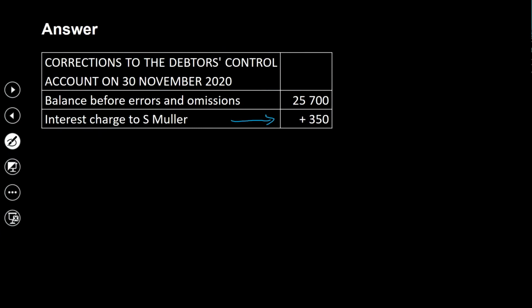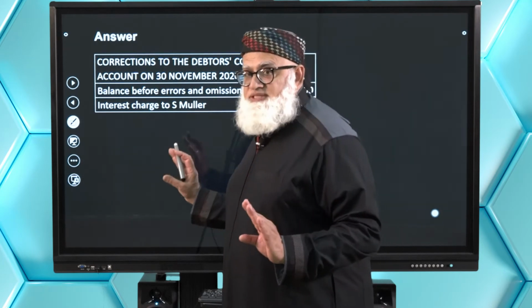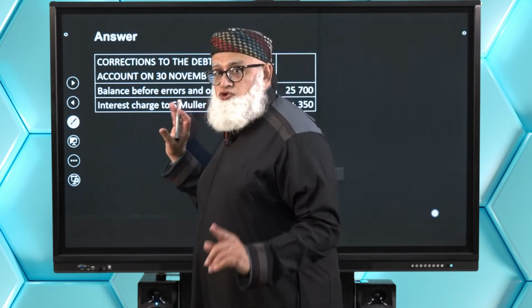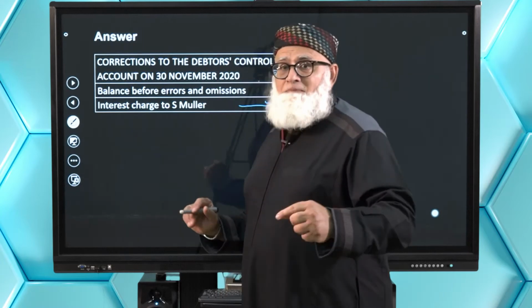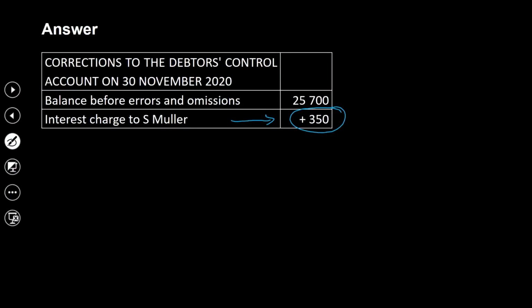Right, so obviously this one impacted on both control account as well as the list. But for our purposes now, we're only doing the corrections to the control account. Therefore, by debiting the control account, you are increasing it plus the 350, the interest charged to Miller. Okay, next one.